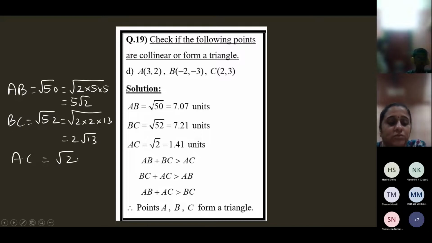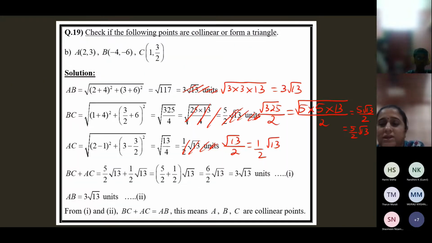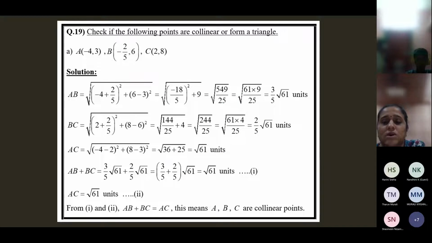Now see, what will you do? They're not like surds. Earlier we got like surds. What do we mean by like surds? We got 3 root 13, 5 by 2 root 13, 1 by 2 root 13. We got like surds, so we were able to add them and check if they're collinear or not. They were like surds in this question also. We got 3 by 5 root 61, 2 by 5 root 61, and root 61, all like surds. So it was possible to add the line segments.